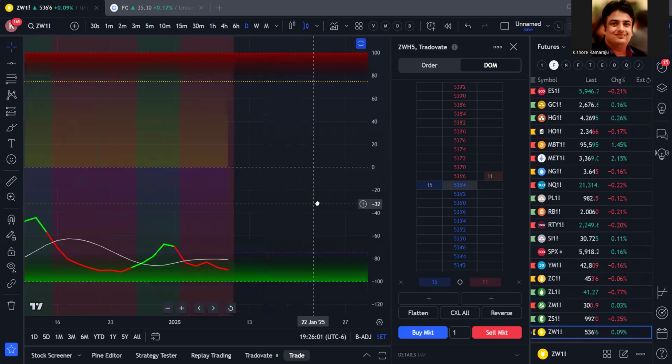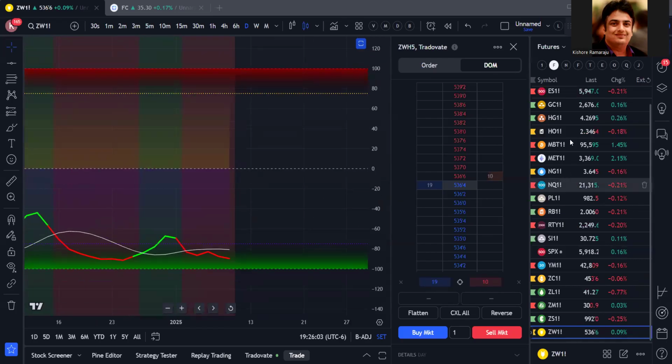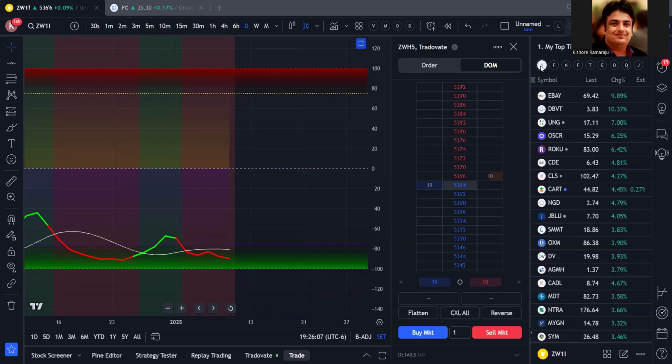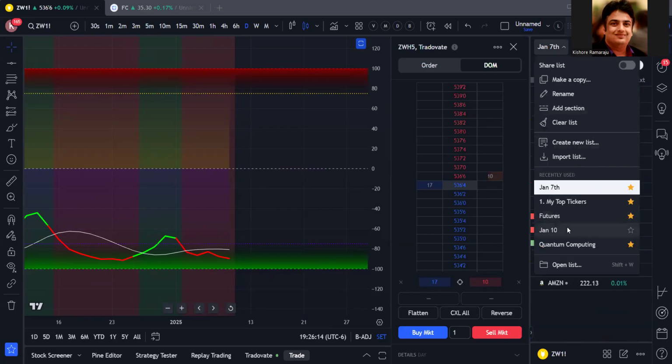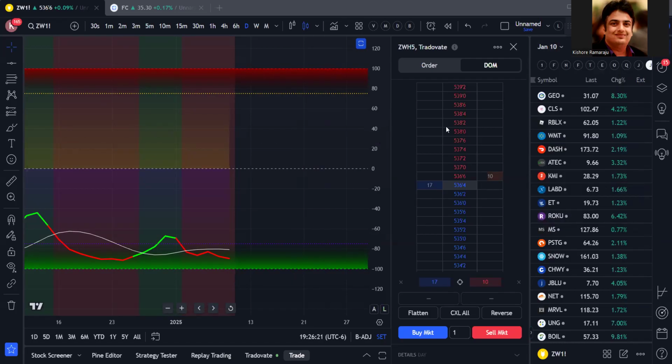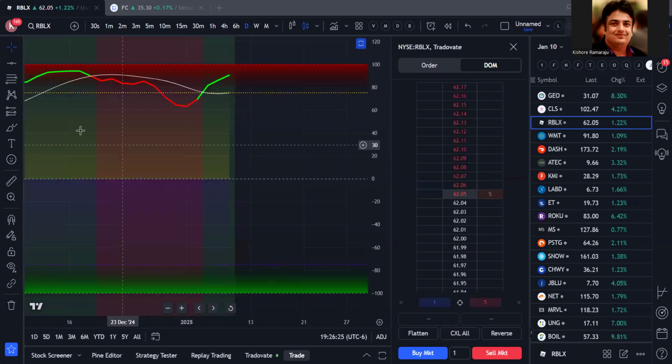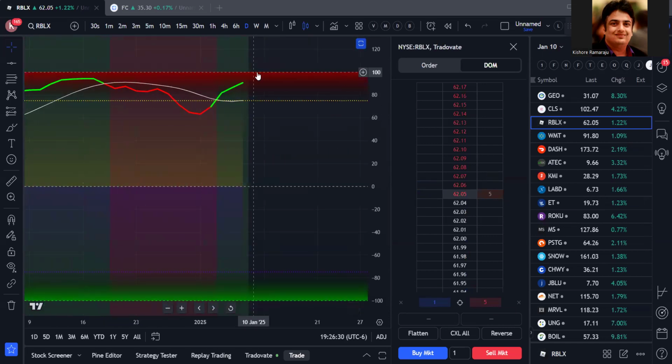So that's it, right? All you need is 5 10 minutes every day before you trade. You just check whichever, right? For example, you want to do stocks, right? Let us say I identified some stocks for Jan 10th. So let us say you want to buy some stocks. Let us go to RBLX. It is already at an overbought condition, right? It may go a little bit up, but it is a little risky.